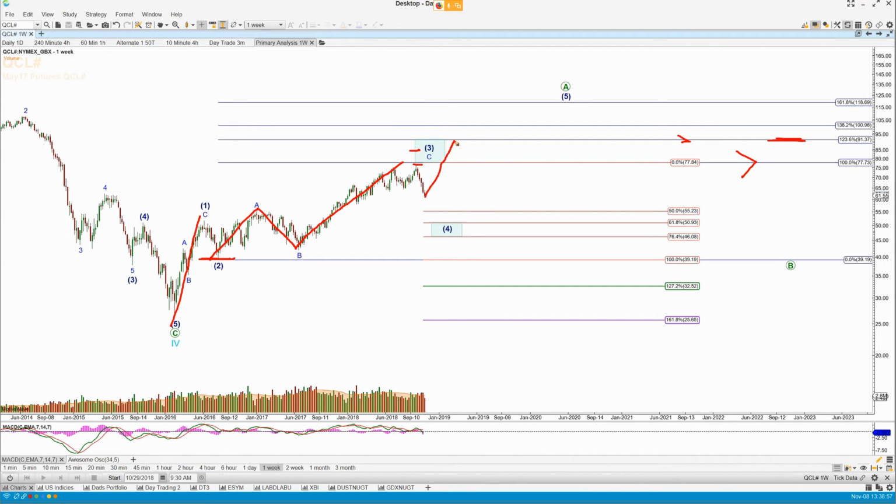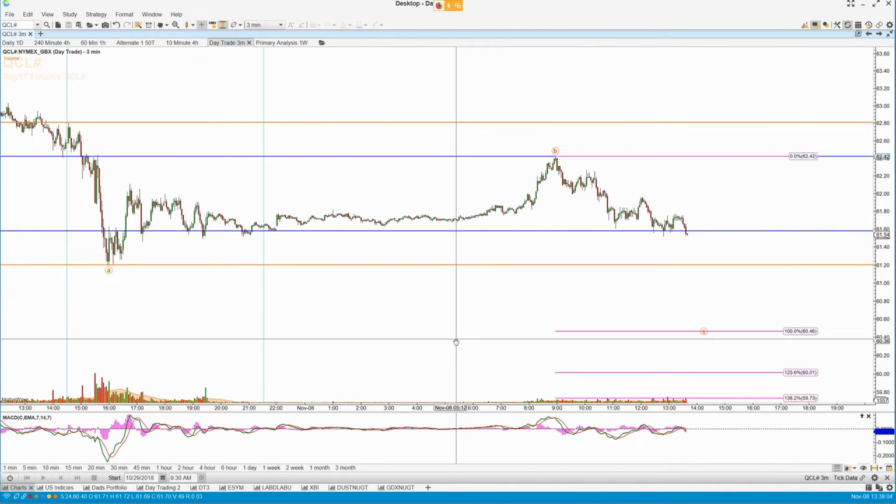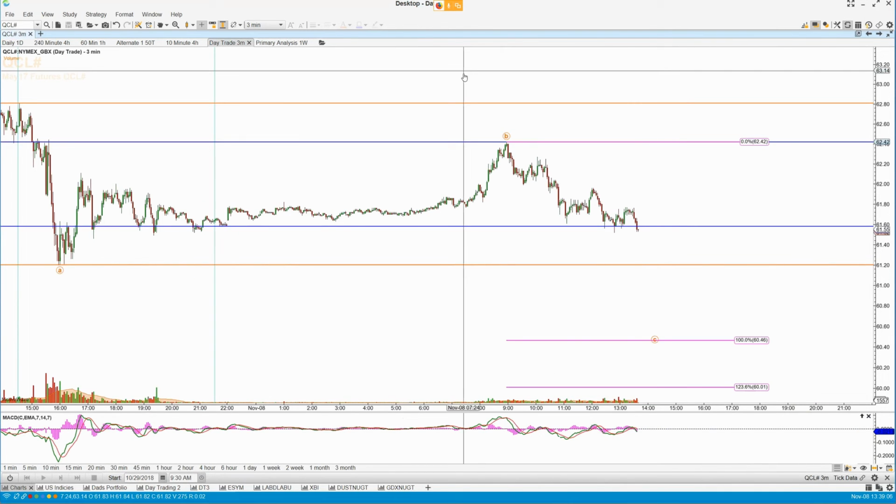so we do have to keep that in mind. If we go through the 1.0, we look for the 123.6. That's where we get that 91.37 from. So if we get a straightforward impulse up, I would expect to go there. But as I say, we've got to watch the retrace fibs.